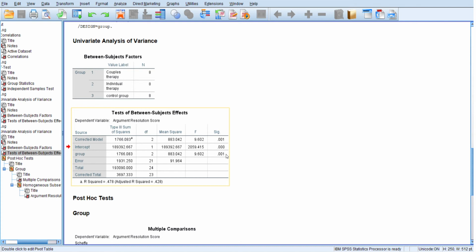Now we're good to start writing our results. I'm going to type them out as we go. The way we're going to write this is: in order to test the hypothesis that there would be differences between the couples therapy group, the individual therapy group, and the control group, an ANOVA was run. Now this is our first sentence.